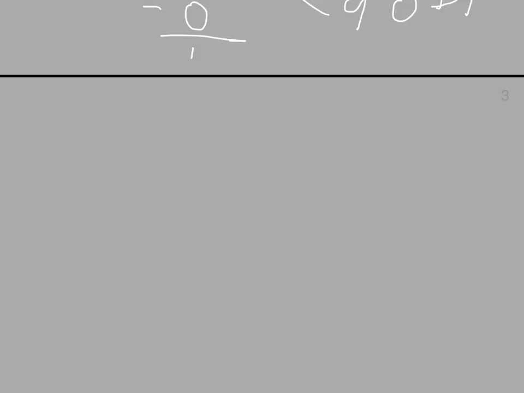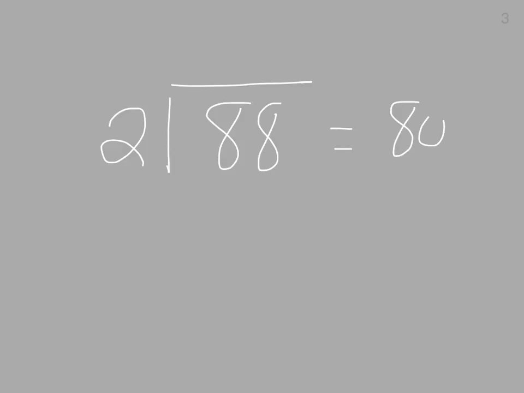Okay, let's do another one. Let's go with 88 divided by 2. And we're going to think 80 plus 8. So 2 goes into 80 how many times? It goes into it 40 times. So 40, sorry about the changing of pens, I'm still getting used to this. 40 times 2 is 80.